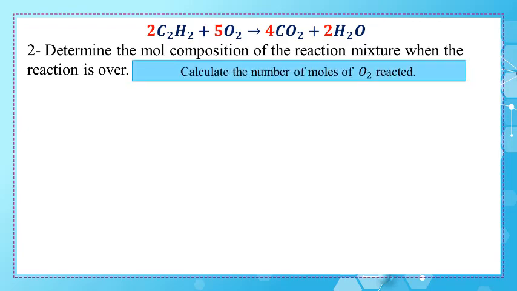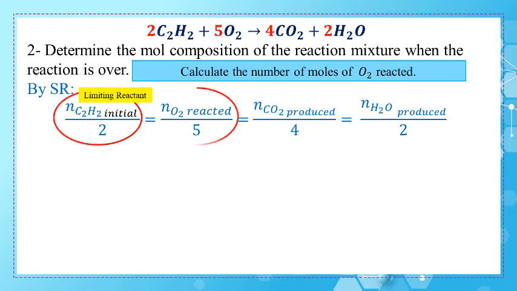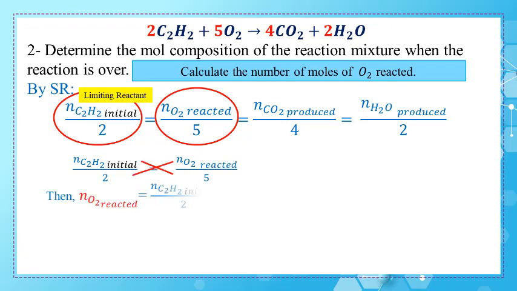Now, we want to calculate the number of moles of O2 reacted. By SR, we take the ratio of the limiting reactant with the ratio of O2 reacted. By cross multiplication, we find the number of moles of O2 reacted. It is equal to 2.5 moles.